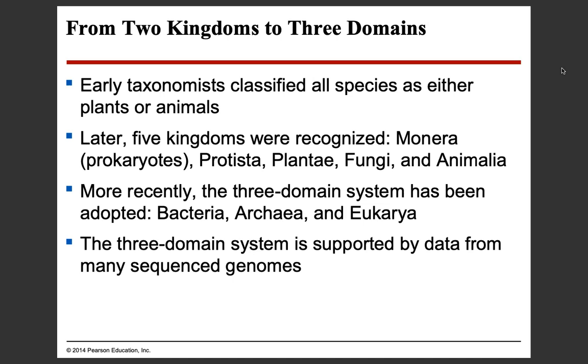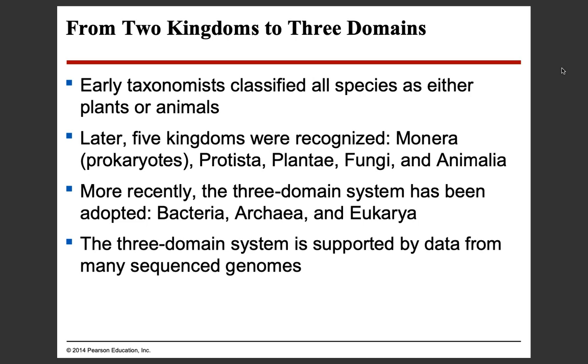Monera, which was just for prokaryotes, Protista, Plantae, Fungi, and Animalia. More recently, a 3-domain system has been adopted: bacteria, archaea, and eukarya. Bacteria, like eubacteria, are not ancient bacteria; they are just the more common bacteria. Archaea is for archaebacteria that are more ancient, more of the extremophiles. Eukarya is all eukaryotic organisms.